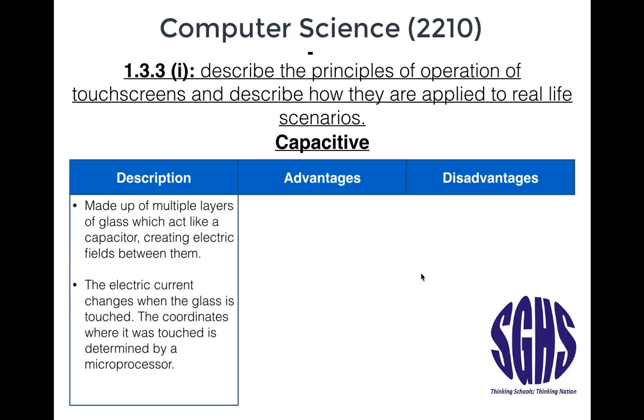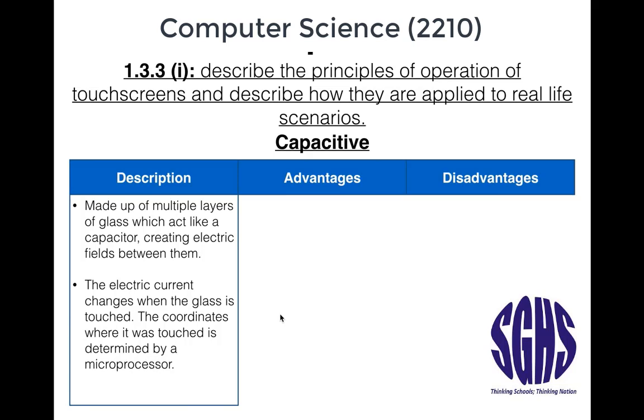A capacitive touchscreen device is made up of multiple layers of glass, which act like a capacitor, creating electric fields between them. The electric current changes when the glass is touched, and the coordinates where it was touched are determined by a microprocessor. Examples of capacitive devices include Apple iPhones and Samsung Galaxies.